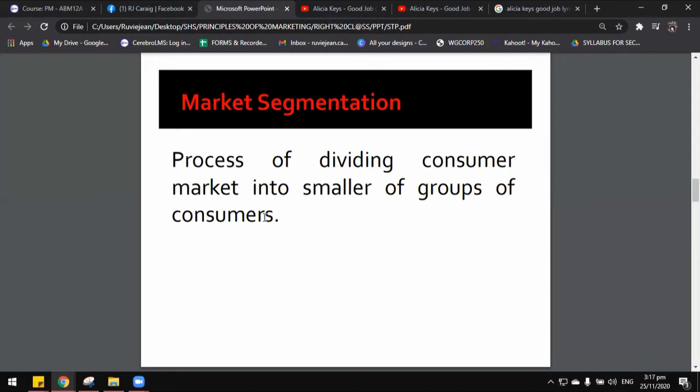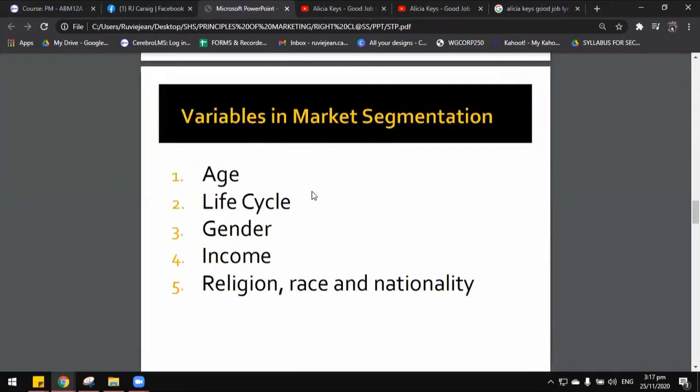Meron tayong isang large group ng target market natin. Tapos what we do is that we segment them. Pinapagsama-sama natin yung pare-pareho in terms of their characteristics and interests. So what are the different variables in market segmentation? Paano nga ba natin sila pagsasama-samahin, 'di ba? Yung pare-pareho, sabi nga sa Batibot. Okay, so these are the different variables in market segmentation.